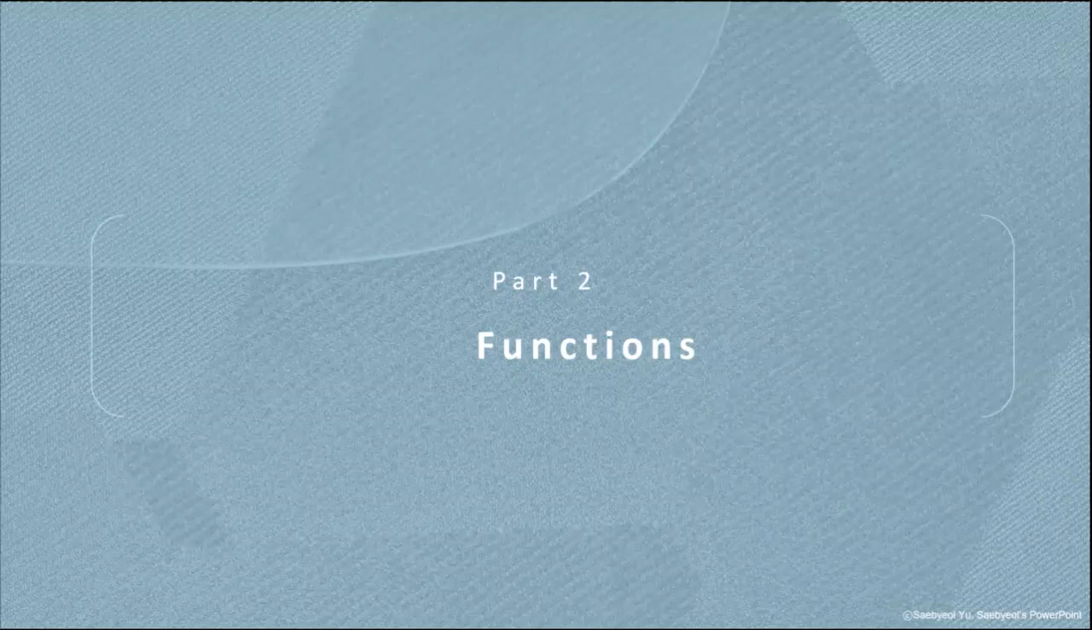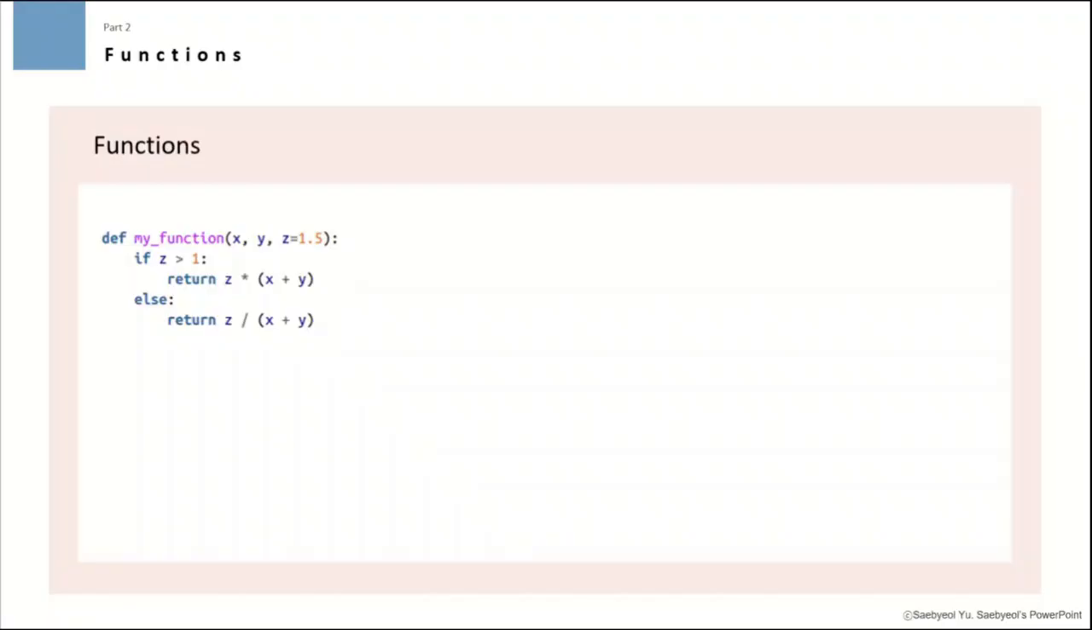Now let's get on to part 2, functions. Functions are the primary and the most important method of code organization and reuse in Python. As a rule of thumb, if you anticipate needing to repeat the same or very similar code more than once, it may be worth writing a reusable function. Functions can also help make your code more readable by giving a name to a group of Python statements.